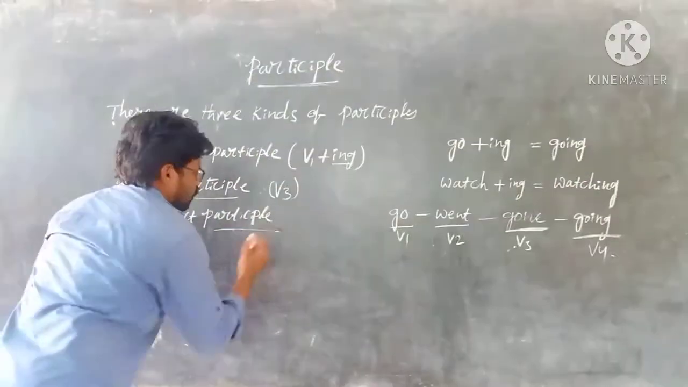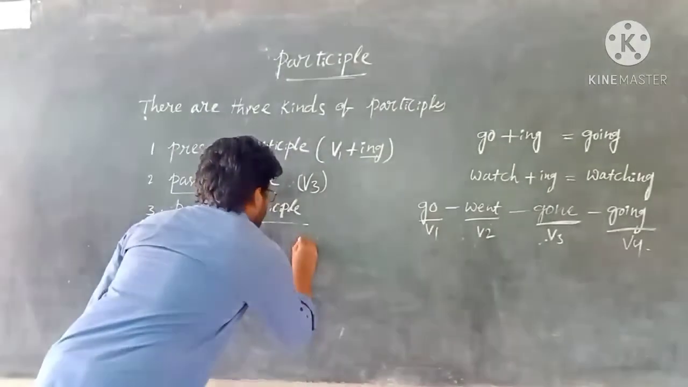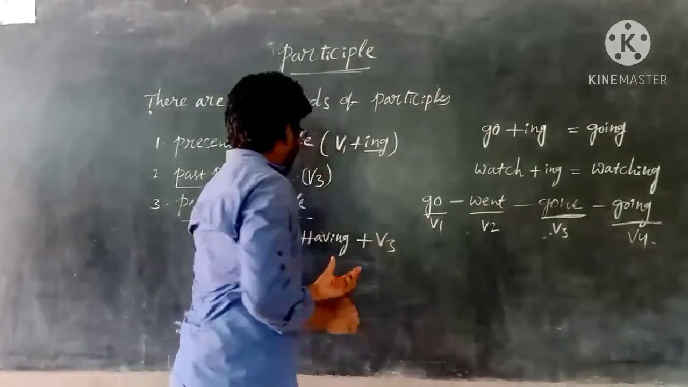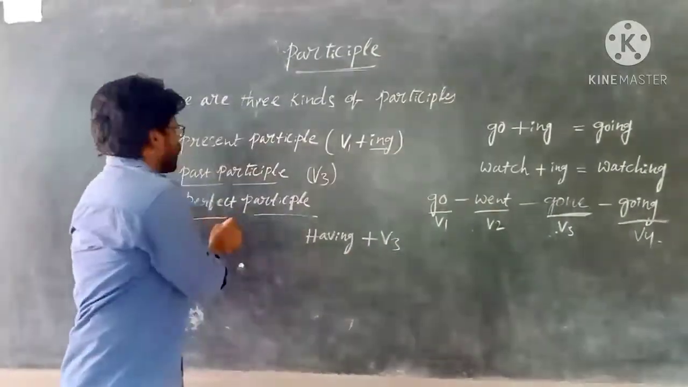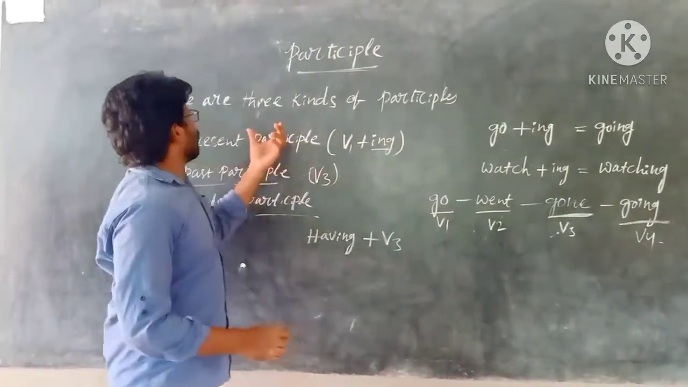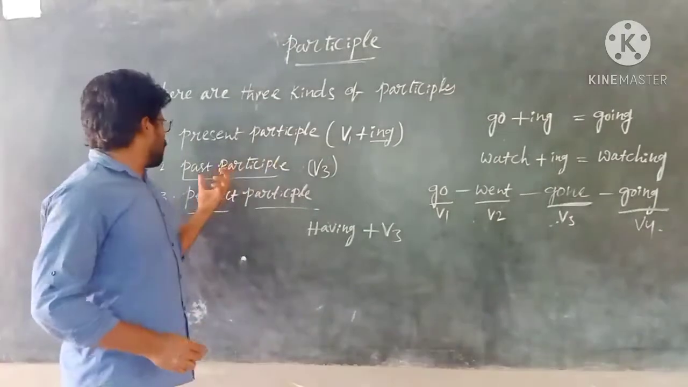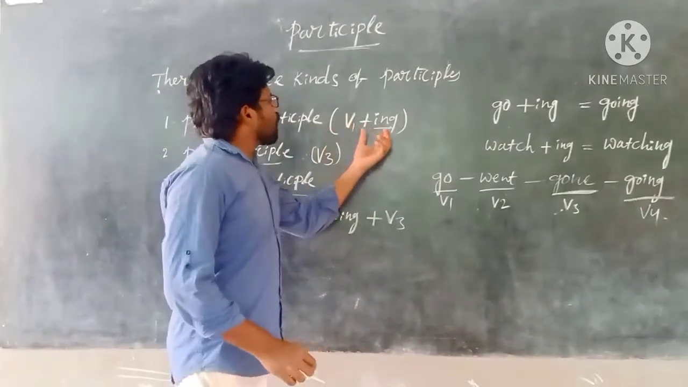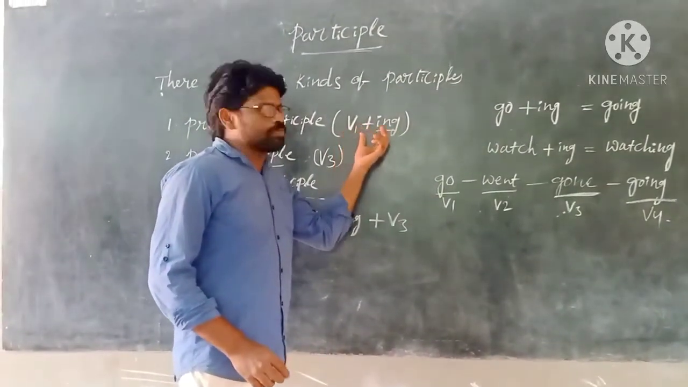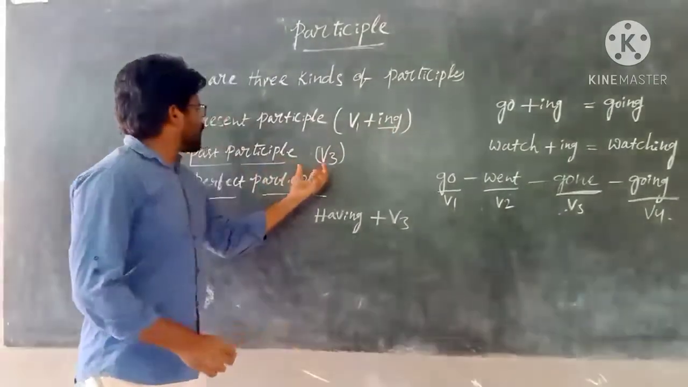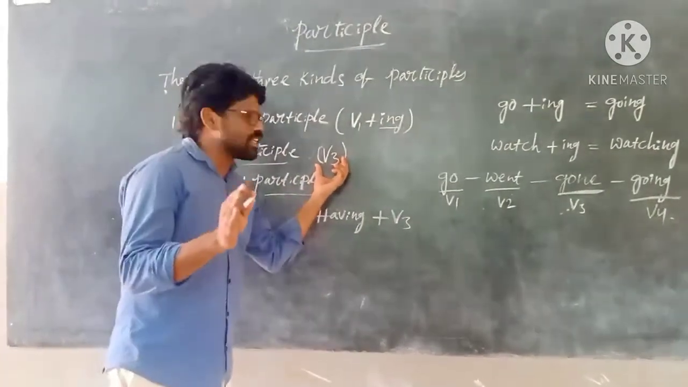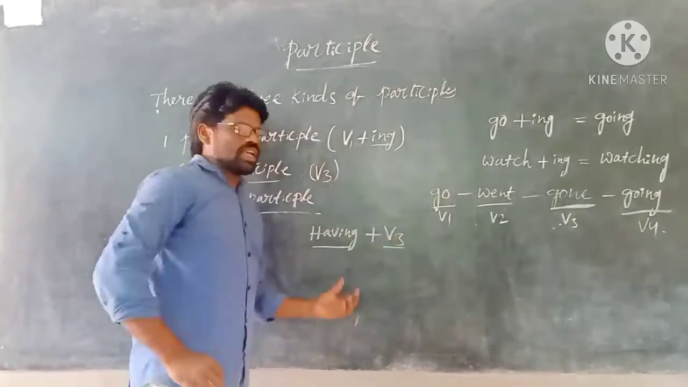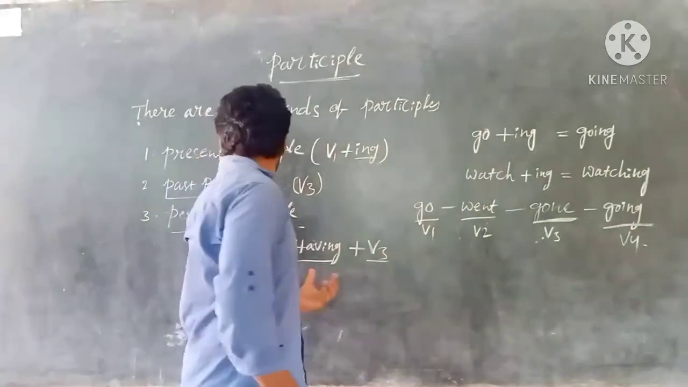Next, perfect participle: having plus V3. Having plus V3 is called perfect participle. Okay, there are three kinds of participles: present participle, past participle, and perfect participle. What is the present participle? If we add ing to the base form of the verb, it becomes present participle. What is the past participle? Past participle is verb 3. Having plus V3 is called perfect participle.